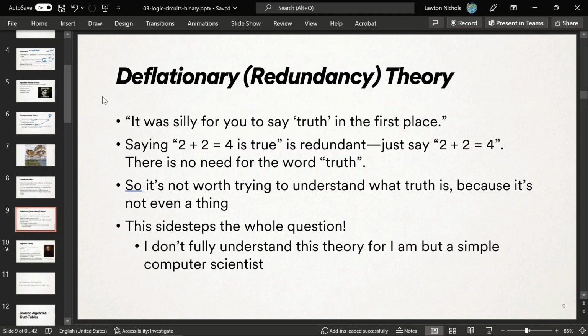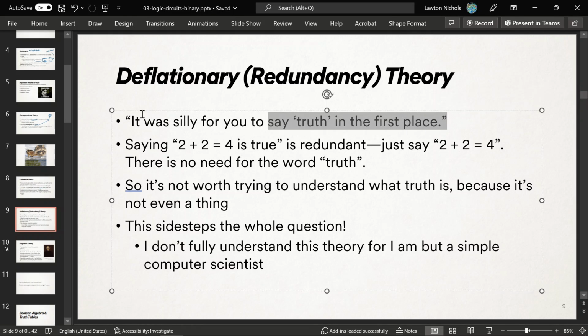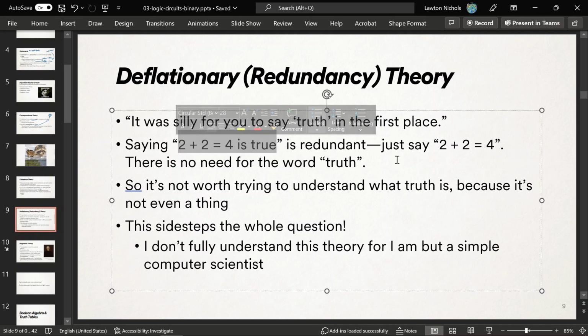To these people, they don't even like the word truth in the first place. Deflationary theorists believe you probably just shouldn't have said truth. Like, we don't even need that word. It's useless. You don't need to say 2 + 2 = 4 is true. You just say 2 + 2 = 4.